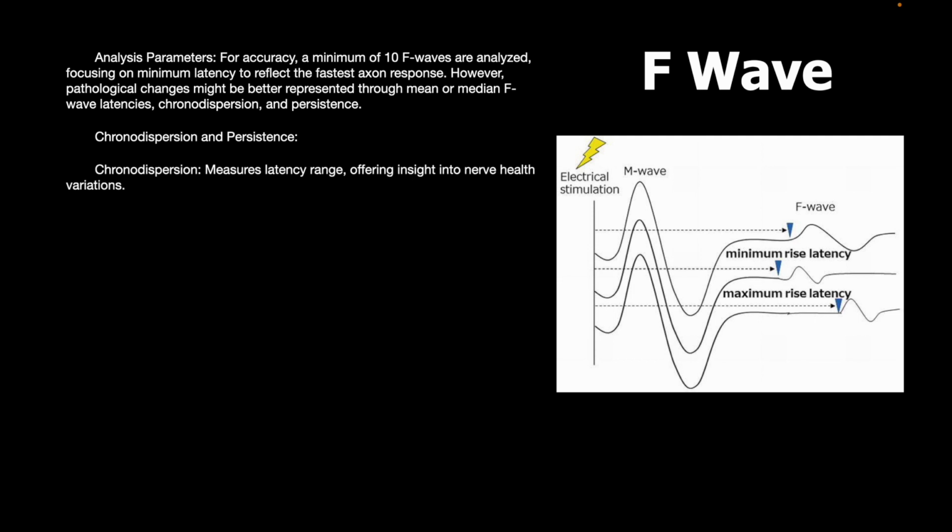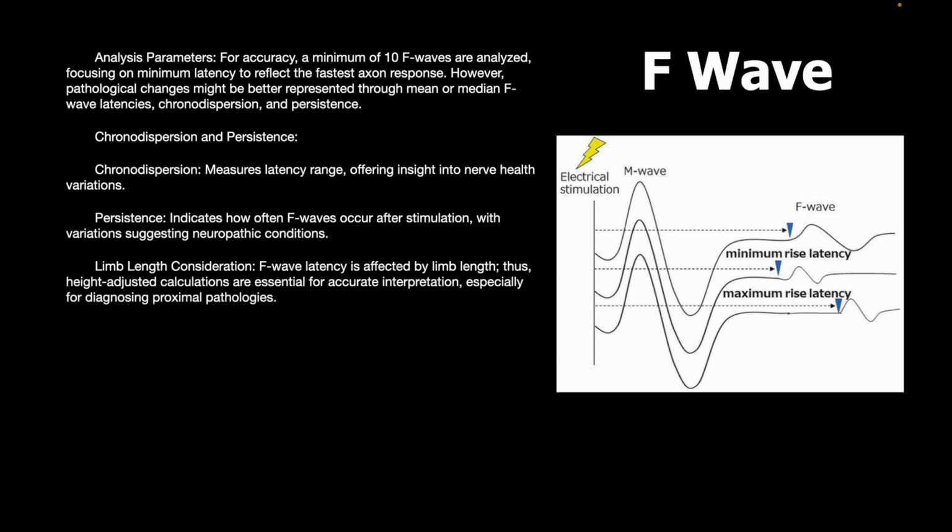Now, the chronodispersion, the measure of the latency variation, offers insight into nerve health and indicates how often the F wave occurs after a stimulation, with variation suggesting a neuropathic condition. If you see a lot of variation, then it indicates that there is some kind of a neuropathy going on. F wave latency is affected by the limb's length, thus height adjusted calculation is essential for accurate interpretation, especially for diagnosing proximal pathologies, because as is evident over here, the length of the limb is going to be vital.